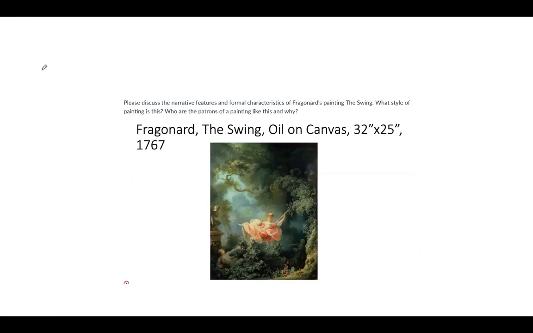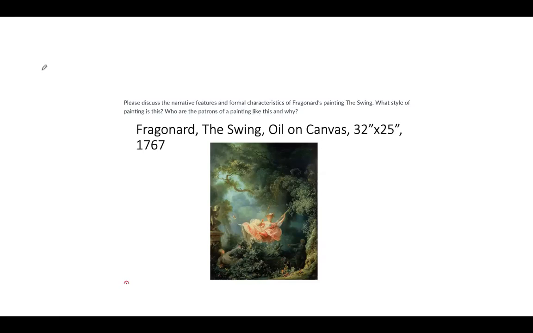Fragonard, we talked about him today. Please discuss the narrative features and formal characteristics of Fragonard's painting The Swing. What style of painting is this? Who are the patrons of a painting like this, and why? So yeah, we just talked about all that stuff. I don't know if we have to go over this one. Patrons were the aristocracy.